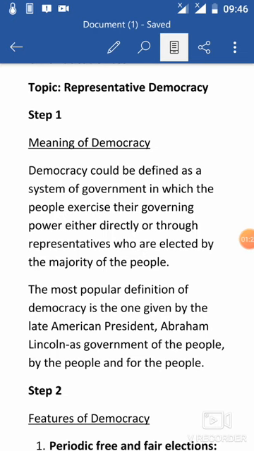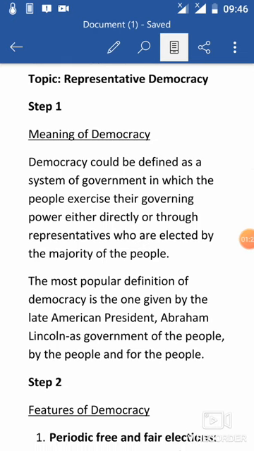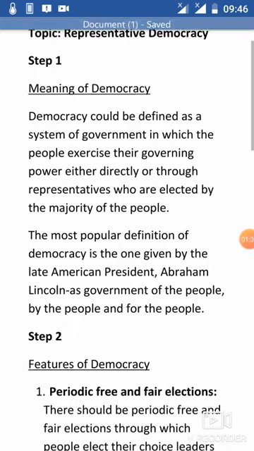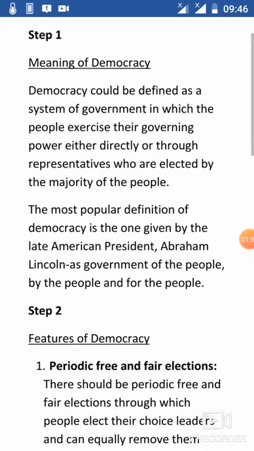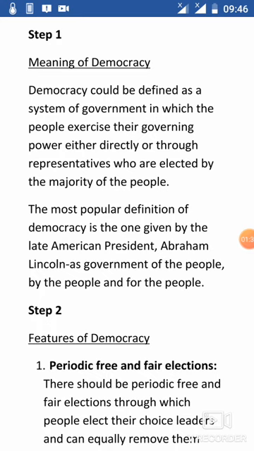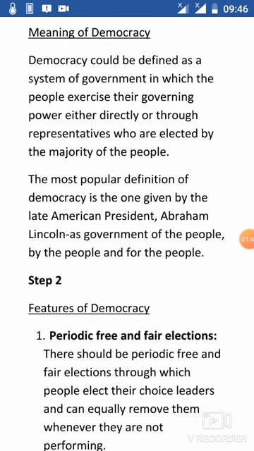Democracy could be defined as a system of government in which the people exercise their governing power either directly or indirectly. Now, the key point here in any democratic setting is that the people, that is the eligible voters, have the right to say or choose whoever is to rule them. Through what? Through electoral process, and can also equally remove such a one if he is found wanting or could not perform his functions through the same process.